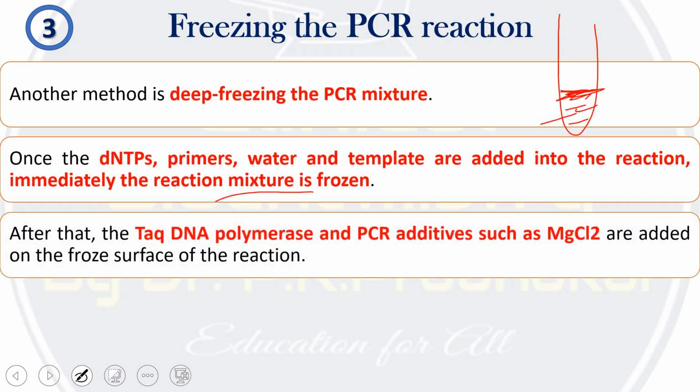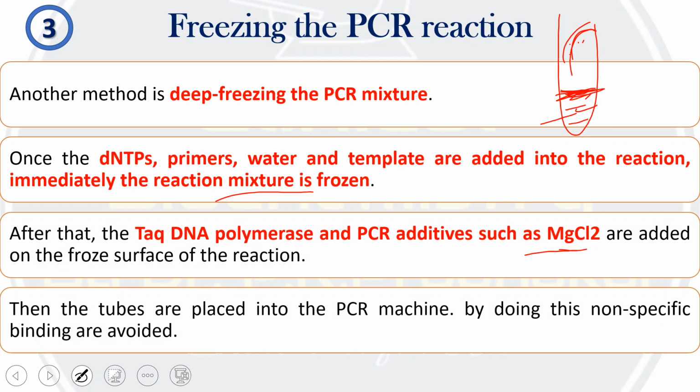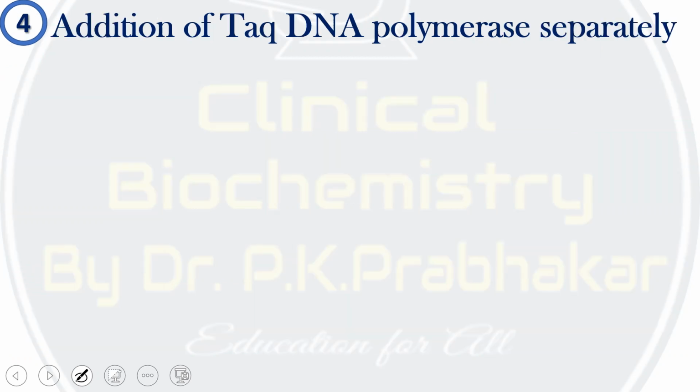After that, Taq DNA polymerase and PCR additives such as magnesium chloride or any other divalent metal ions will be put on the frozen surface. Because this is frozen, these enzymes and PCR components will not come into contact with the DNA. As soon as the temperature reaches more than 70, the frozen layer will be over, and the enzymes will come into contact with the template and polymerization will happen. By doing this also, non-specific binding will be avoided.